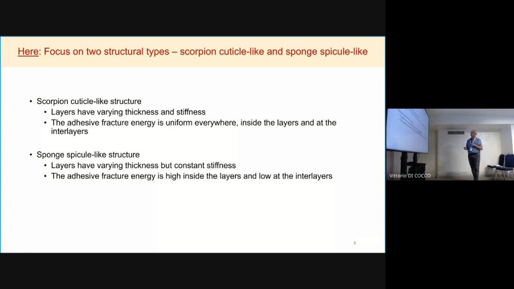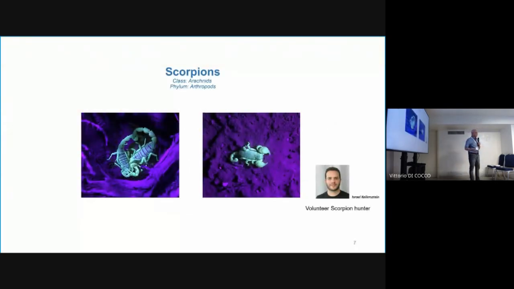Here we focus on two types: the scorpion cuticle and the sponge spicule. I'm going to skip this because it comes back. Let's talk about scorpions. Scorpions have been the topic of Israel Kellersztein's PhD thesis. Israel has been hiking, chasing scorpions at night. As you can see from those pictures, scorpions don't like to be seen. And so at night you use UV light and you see them and catch them. He did that with the Nature Protection Society in Israel.